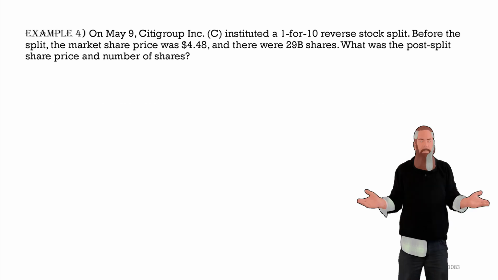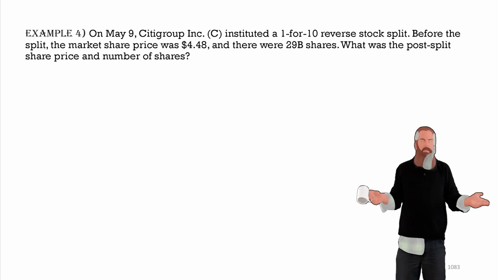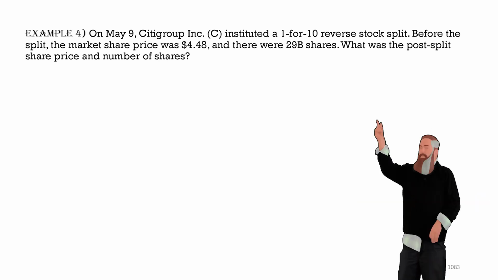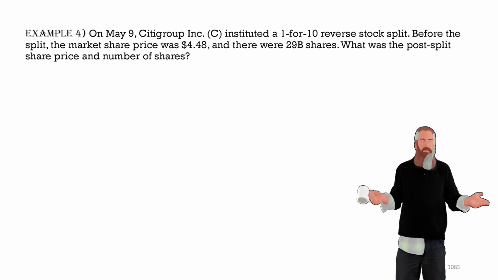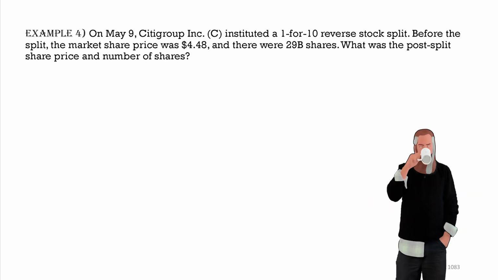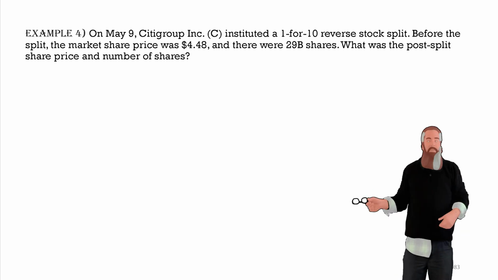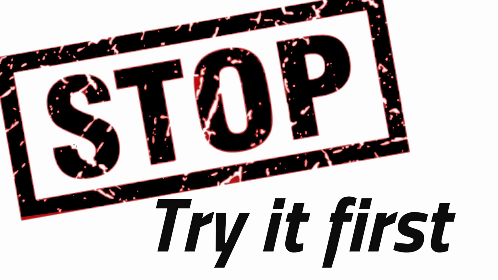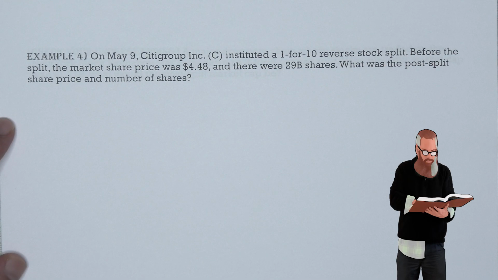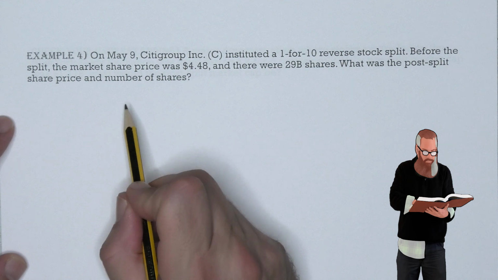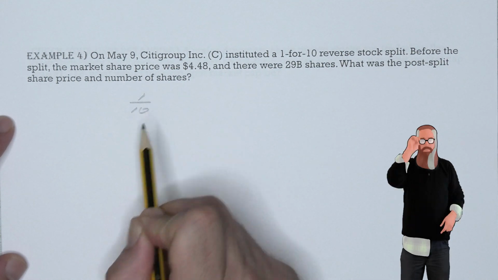On May 9th, Citigroup instituted a 1-for-10 reverse stock split. Before the split, the market share was $4.48. There were 29 billion shares. What was the post-split share price and number of shares? So we're going to write the 10-for-1 reverse split as the ratio 1/10.